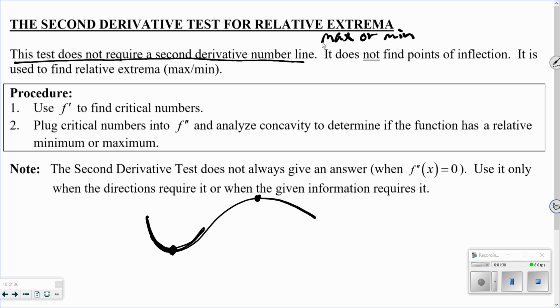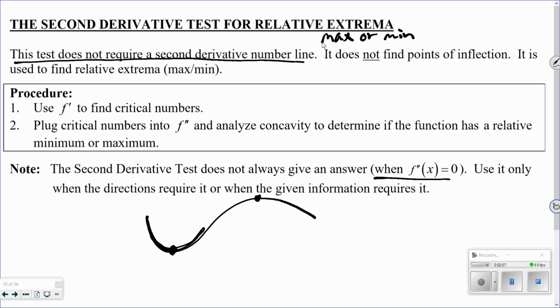Usually when we find maxes or mins, we do the first derivative number line. It always works. It will always tell you whether it's a max or a min. Sometimes the second derivative comes out to be 0. When it does, you cannot tell if it has a max or a min. So for that reason, we don't usually do the second derivative test to determine maxes or mins. Usually we do the first derivative number line like you did back in 4.4.